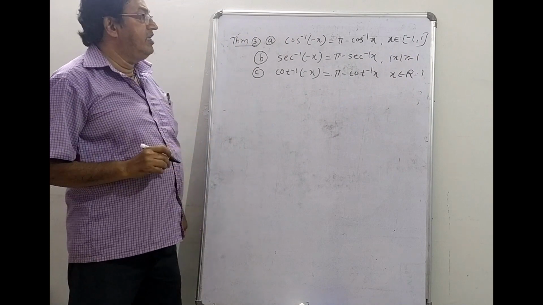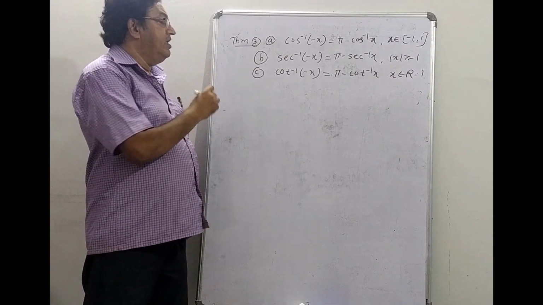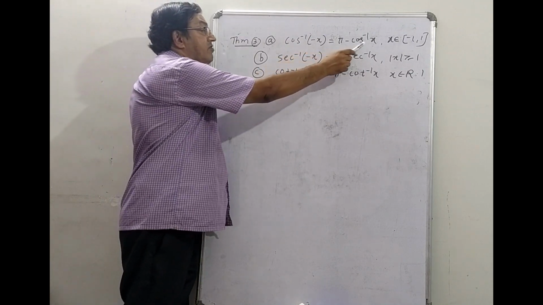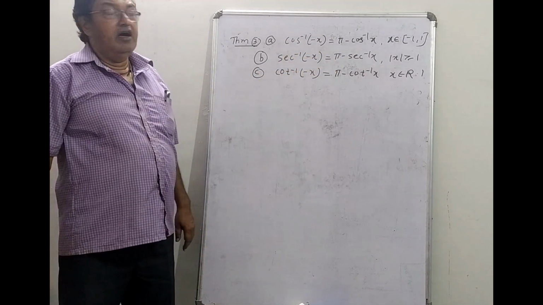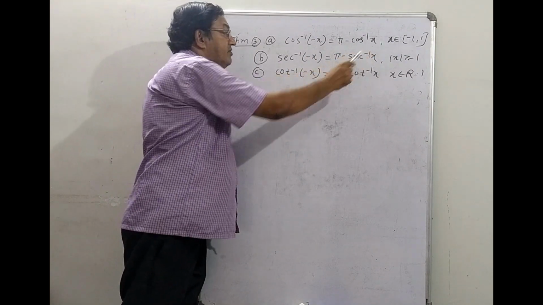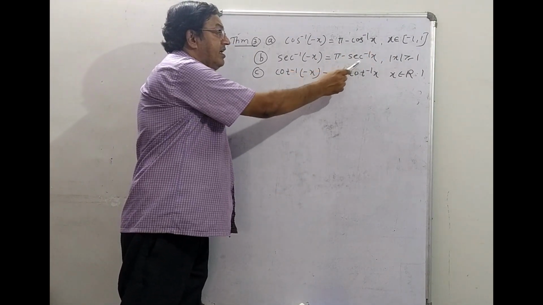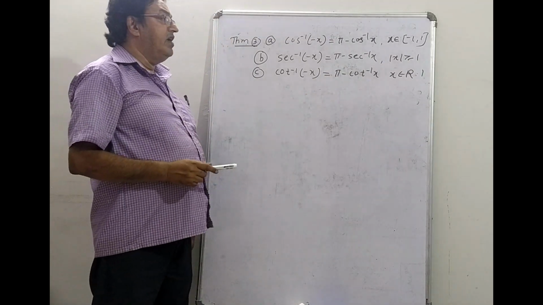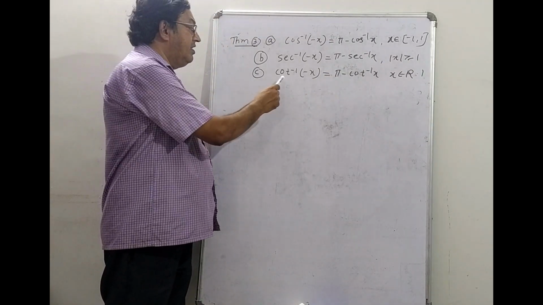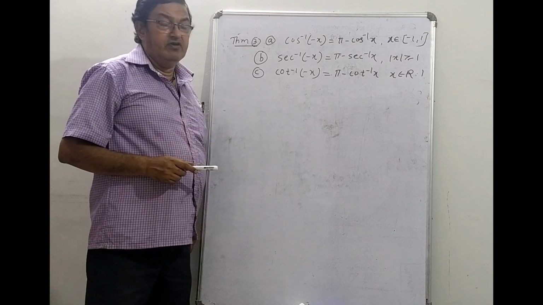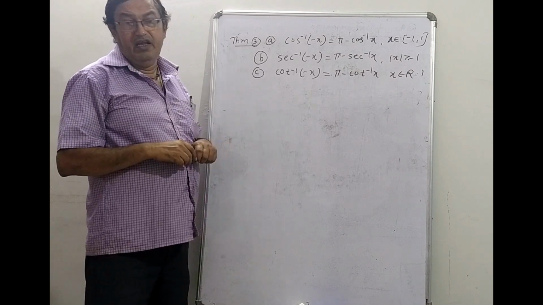So again in theorem 3 there will be 3 parts. The first one is cos inverse of minus x is pi minus cos inverse of x under the condition x belongs to minus 1 and plus 1. Sec inverse of minus x is pi minus sec inverse of x, mod of x greater than or equal to 1, and the third part is cot inverse of minus x is pi minus cot inverse of x, x belongs to the set of real numbers.